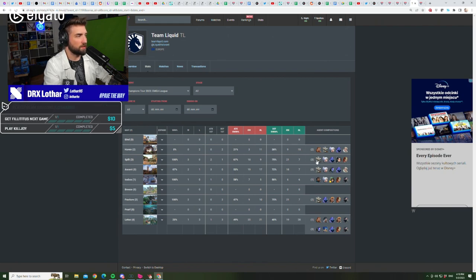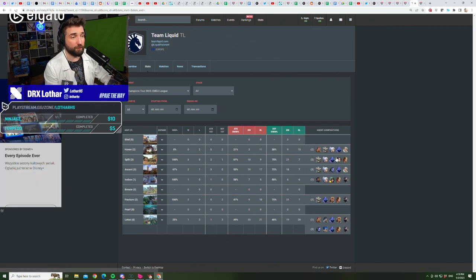The core is the same as NAVI and FNATIC, but they choose to play Sage because, as a game plan, it's less demanding. You don't have that much utility now, and the problem is that you are lacking the initiation as well right now. And that Sage doesn't really get you that much value on defense as, for example, a Viper or a Breach would give you here, right?